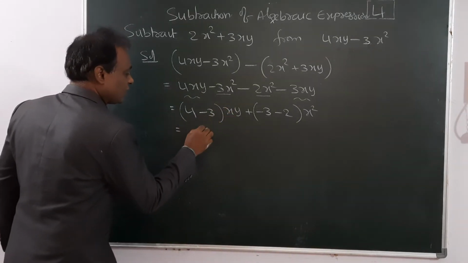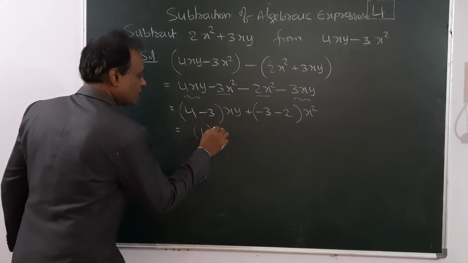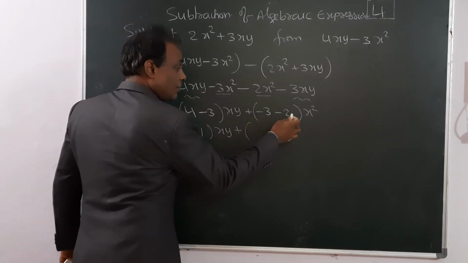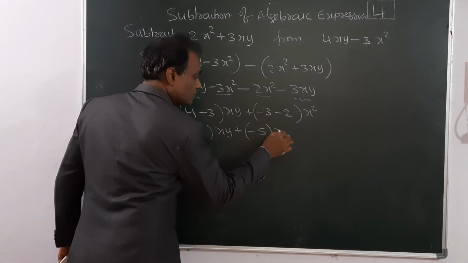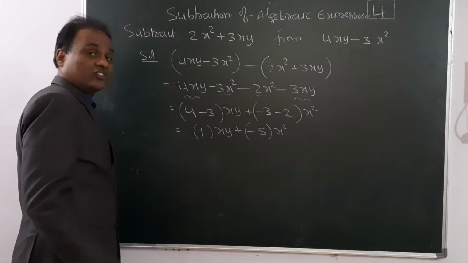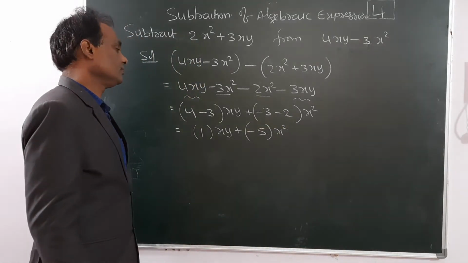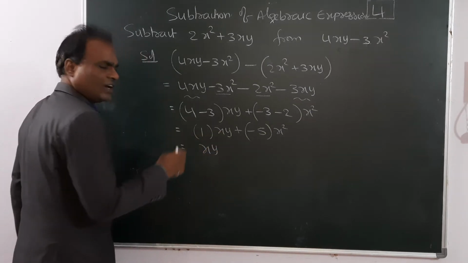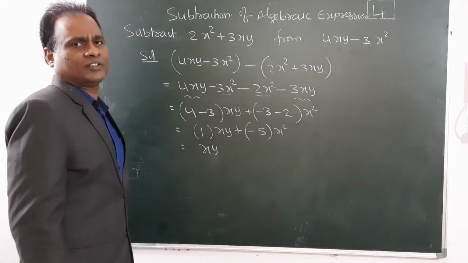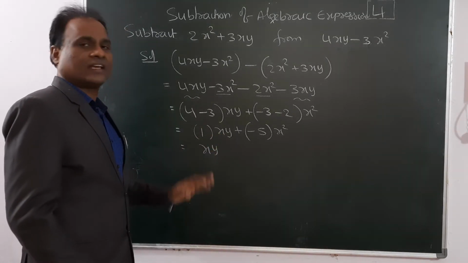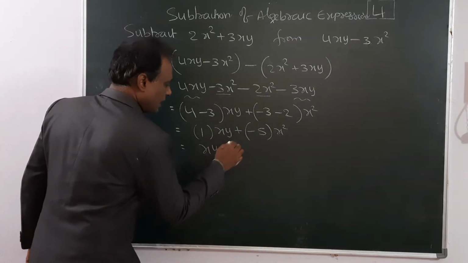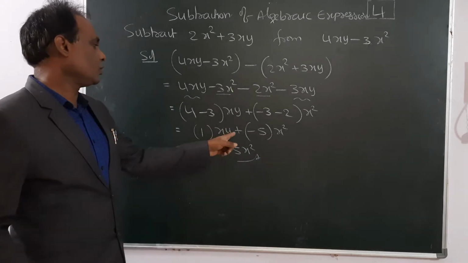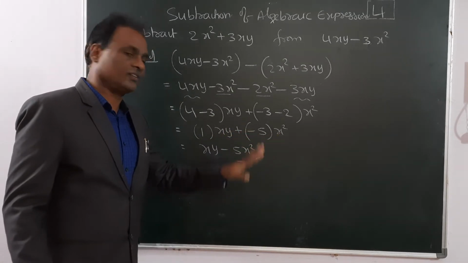4 minus 3 is 1. What is minus 3 minus 2? Minus 5. 1 into xy is xy only. We don't write 1xy like that. Simply xy means 1xy. Plus into minus, minus 5x square. I opened the bracket. Plus into minus is minus 5x square. This is the answer.